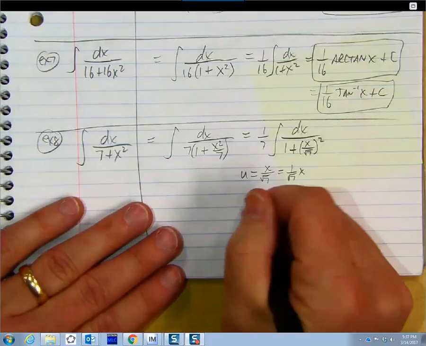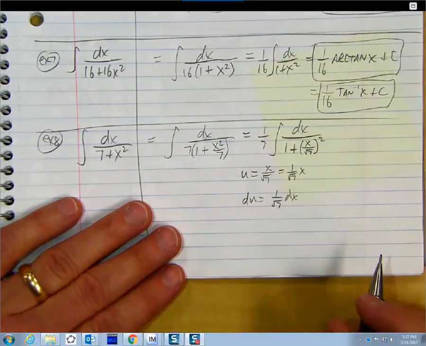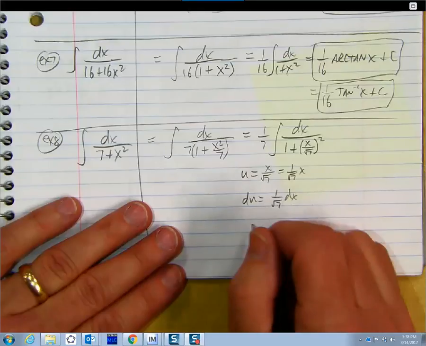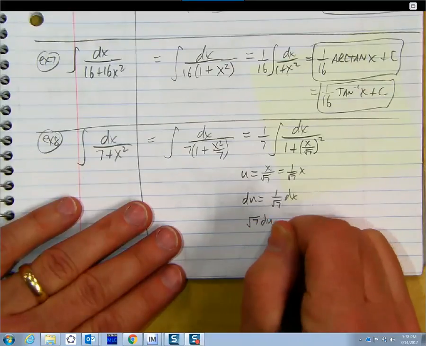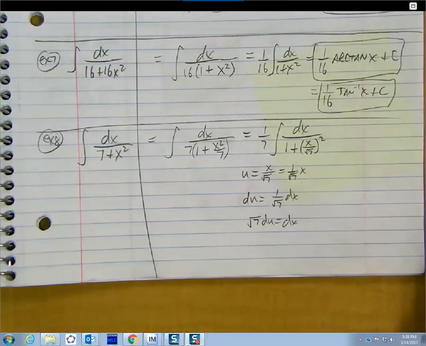So then du would be 1 over rad 7 dx. And I don't have a 1 over rad 7 dx, so I'm going to go ahead and move that over here. We'll call that rad 7 du equals dx. I simply multiply both sides there. If you can't see it, I just multiply both sides.